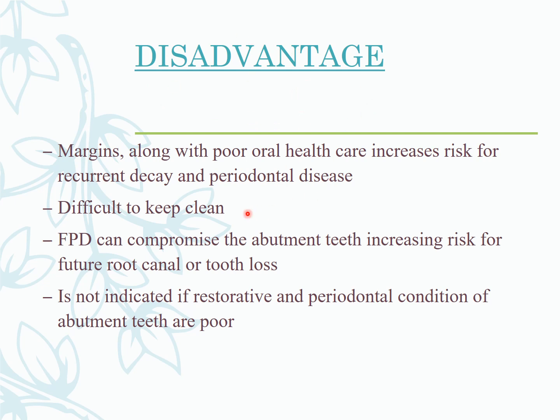Coming to the disadvantages, any oral health risks which are present would create recurrent decay or periodontal diseases. It is a little difficult to clean compared to a removable partial denture. An FPD can compromise the abutment teeth, increasing the risk of future root canal or tooth loss in the abutment teeth. So it has to be maintained well. It is not indicated if the restorative or periodontal condition of the abutment teeth is not okay.